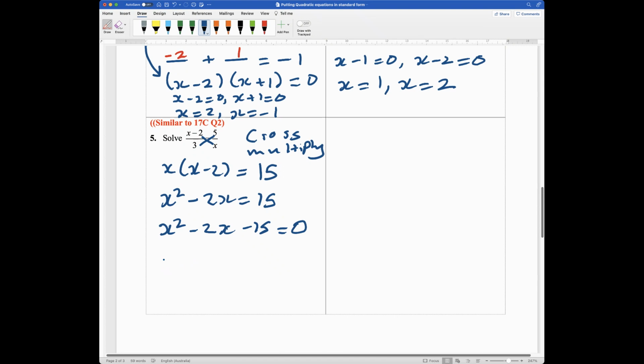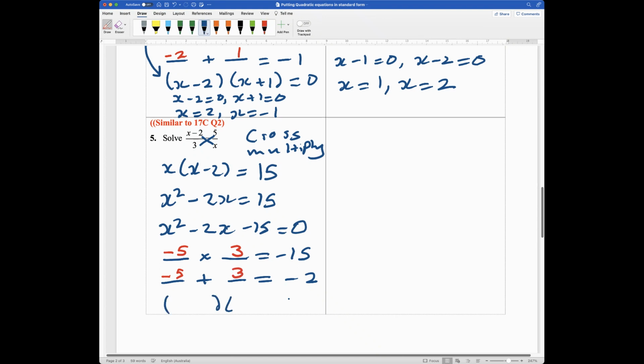So you want to find two numbers which multiply to give negative 15 and two numbers which add to give negative 2. Okay, so think about what those numbers might be. Pause the video if you want, have a think about that. Okay, hopefully you end up with negative 5 and 3.